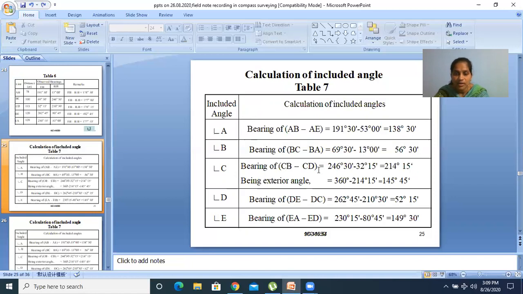So angle A is equal to forebearing of AB minus back bearing of AE. That gives the angle. So you can use the arrow rule. By the arrow rule you can calculate the included angle. This one I have also explained. First of all, you can calculate the included angles of all stations: angle A, angle B, angle C, angle D, angle E.